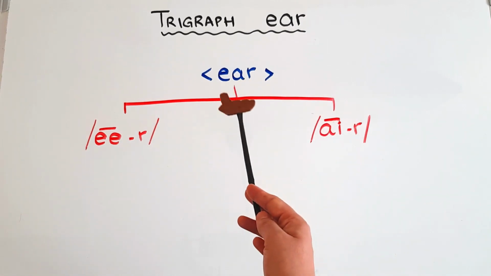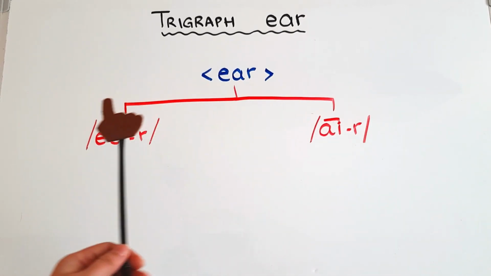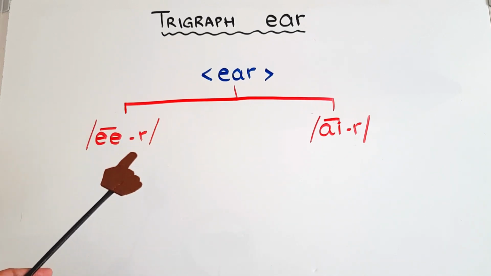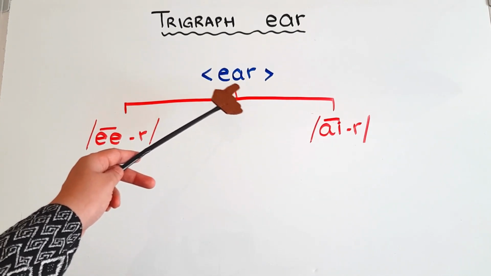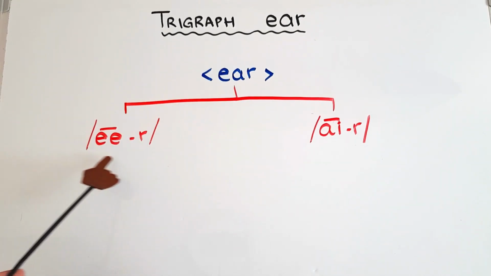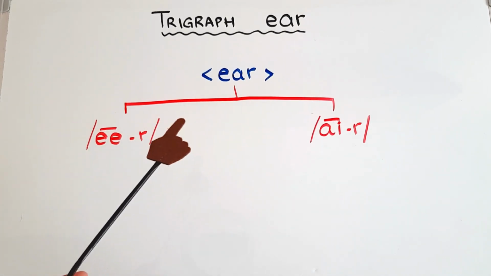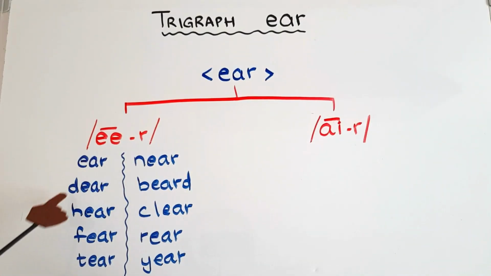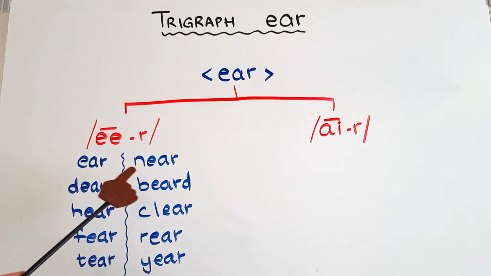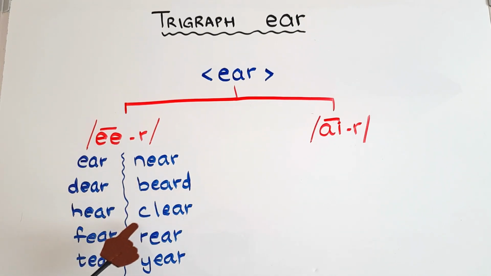When you are teaching trigraph EAR to children, go with the first pronunciation only. That is ear. Okay, it is even easier to understand because they know the alternative spelling of EA, say E, and then ear. So it's easier to get it. Introduce that EAR is a trigraph and it says ear, and then give a word list. For example, ear, dear, hear, fear, tear, near, beard, clear, rear, year.